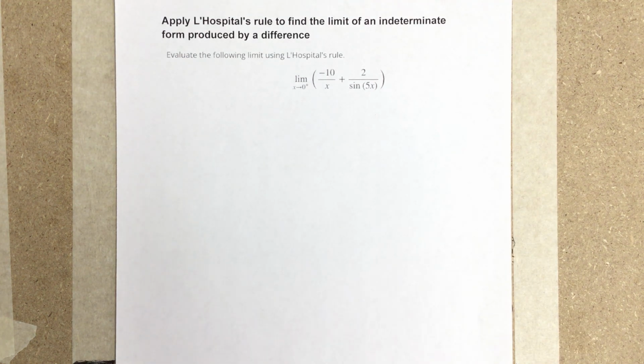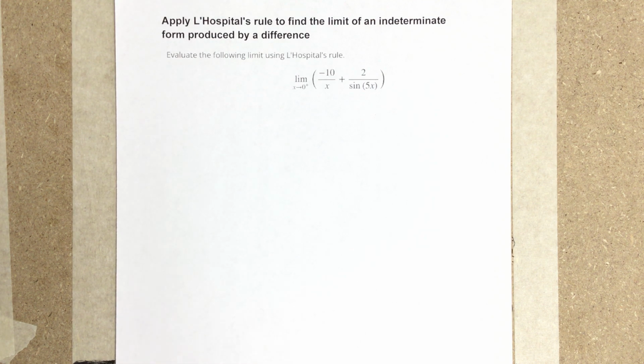In this video, we're going to apply L'Hopital's rule to find the limit of an indeterminate form produced by a difference. It says evaluate the following limit using L'Hopital's rule. And they give you the limit as x approaches 0 from the right of negative 10 over x plus 2 over sine 5x.